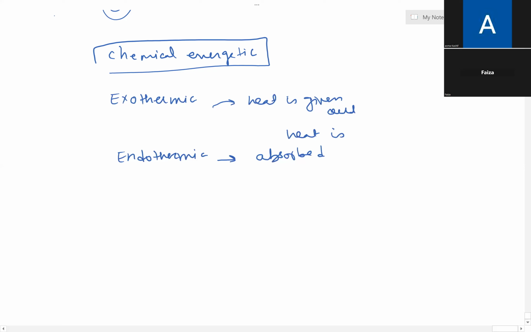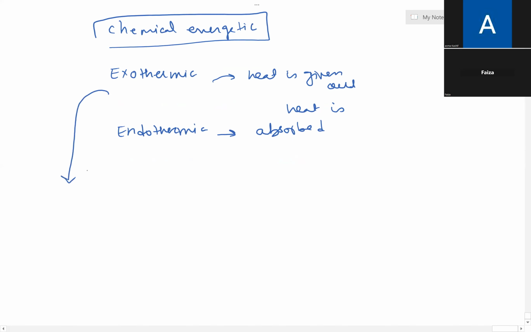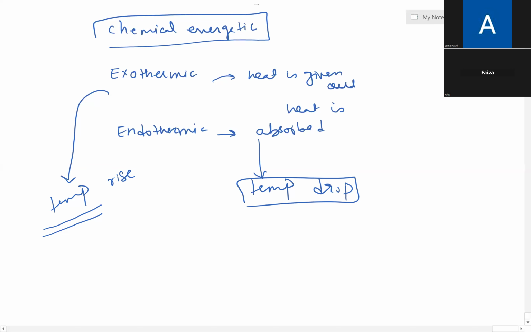Okay, so that means if exo is giving out heat to the surrounding, what will happen to the temperature? The temperature will rise. And what about endothermic reaction? In the surroundings, the temperature will decrease, it drops basically. If we have placed a thermometer, the thermometer will show you a dropping reading here, and over here it will show you the rising reading, isn't it?